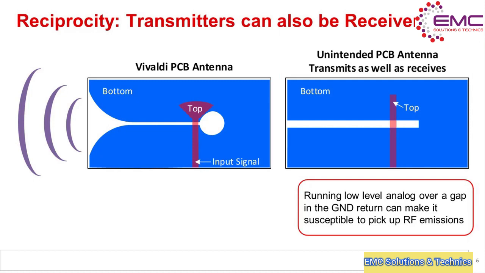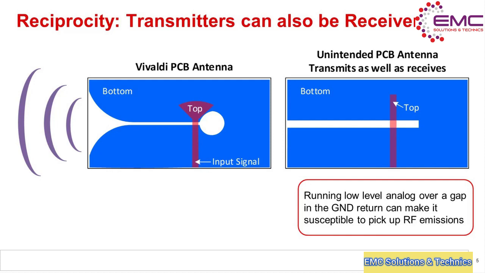We will discuss this in detail later, but for now, I want you to know that any structure that works well as an antenna for emissions will also work well as a receiver. The principle that an antenna will work equally well as a transmitter or receiver is called reciprocity.